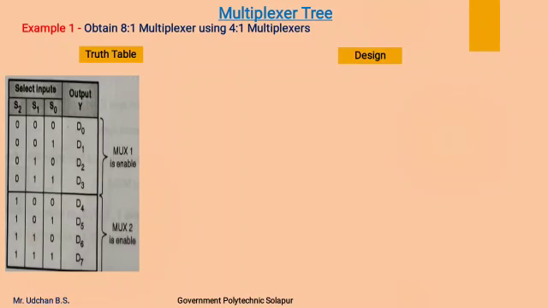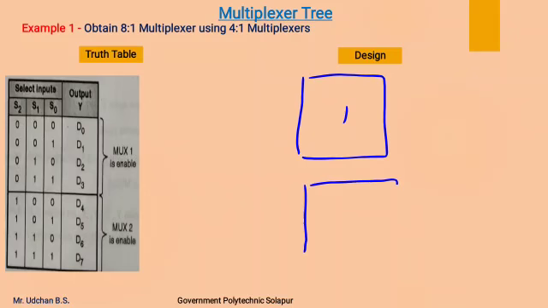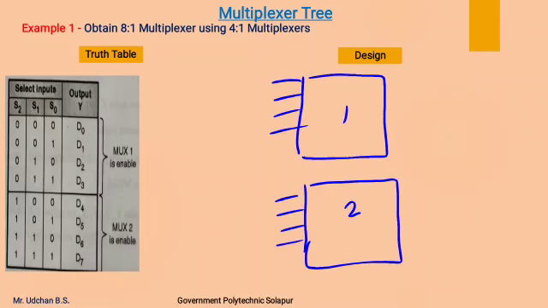So we will continue with the same problem. We require two 4:1 multiplexers. I will draw over here. This is our first 4:1 multiplexer, and this is our second 4:1 multiplexer. Now these are the 4 input lines of the first multiplexer, and these are the other 4 inputs of the second multiplexer.